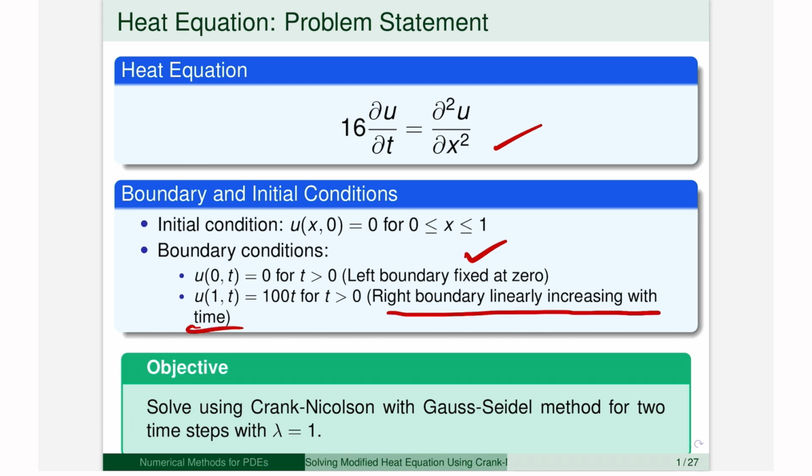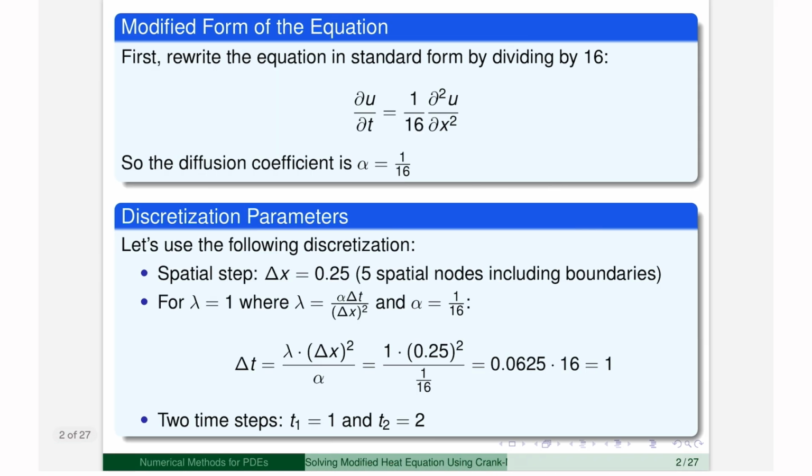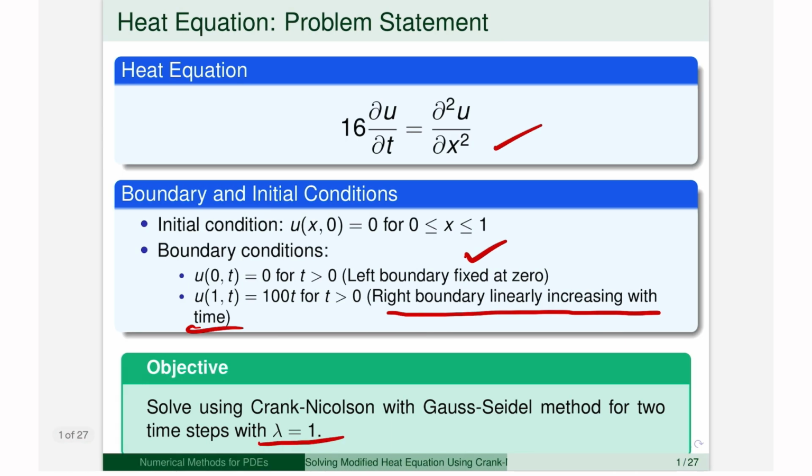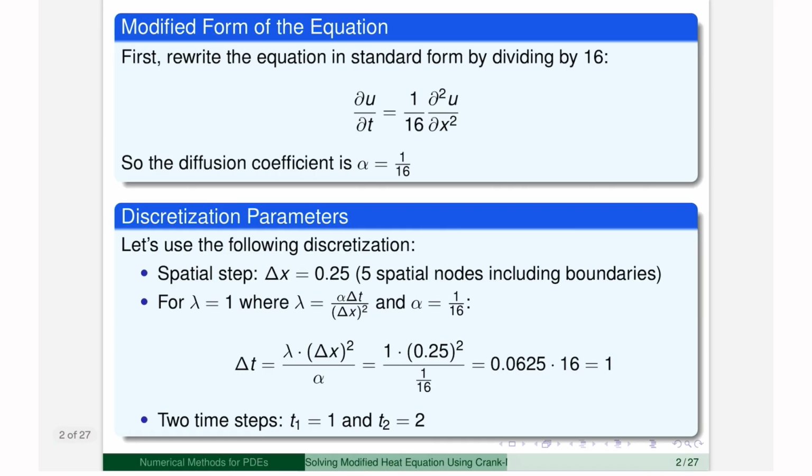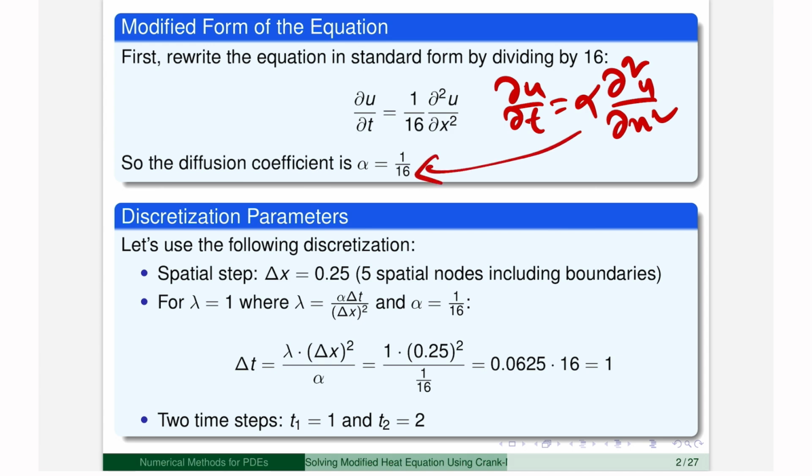Now here is the objective: solve using Crank-Nicolson with the Gauss-Seidel method for 2 time steps with lambda equal to 1. So we have to modify the form of the equation. The modified form is ∂u/∂t = (1/16) ∂²u/∂x². So the diffusion coefficient alpha is actually 1/16. So we can write ∂u/∂t = alpha ∂²u/∂x², where alpha is 1/16.